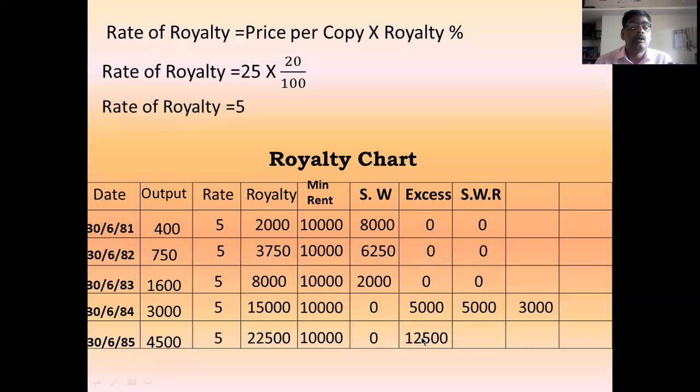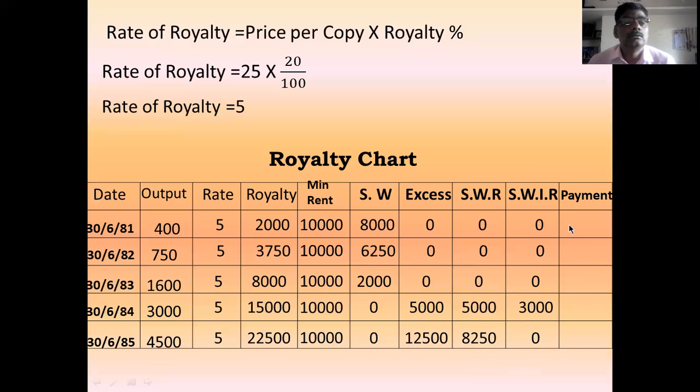The total amount can be recovered from this amount because 12,500 is the excess amount. Out of that, you recover whatever short working is there. That is 6,250 plus 2,000, 8,250. You recover 8,250, then you don't go for the next stage. So 8,250 is the total recovered, and the balance is 0. Then short working recovered is 0, 0, 0. You put 0. And next is payment.